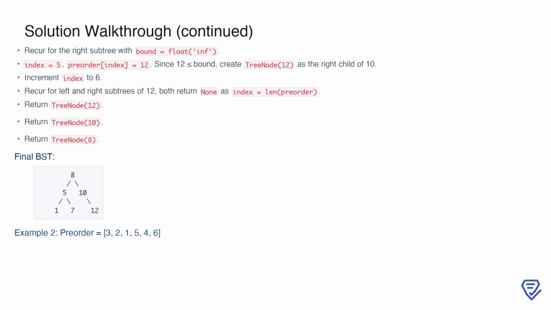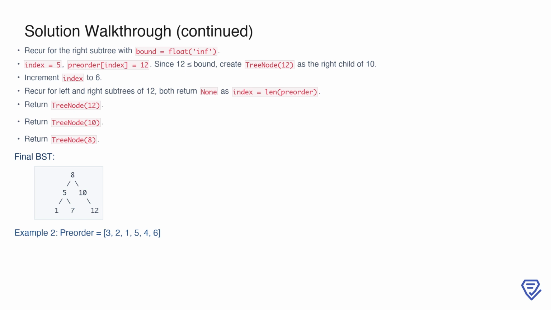We create a tree node with value 12 as the right child of 10 and increment the index to 6. Since we've reached the end of the preorder list, both the left and right subtrees of 12 return none. Finally, we return the tree node with value 12, followed by returning the tree node with value 10. At this point, the entire tree has been constructed, and we return the root node with value 8.